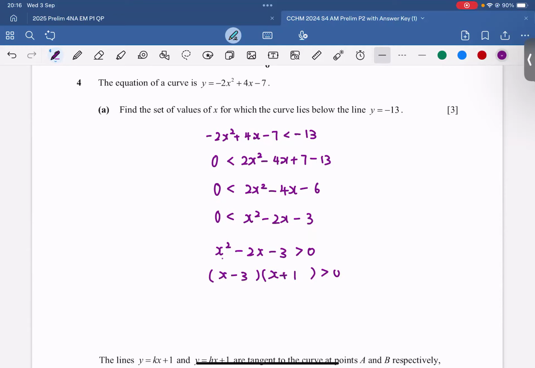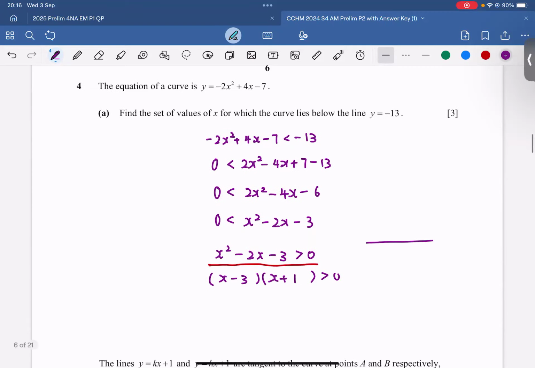Okay, remember to see your final step. Don't go and see your starting. Go and see your final step. Your final step is positive x squared. So when you draw your graph, you also draw smiling face. Okay, so they want it to be more than 0 here and here. Okay, therefore your x is less than negative 1 or x is more than 3.